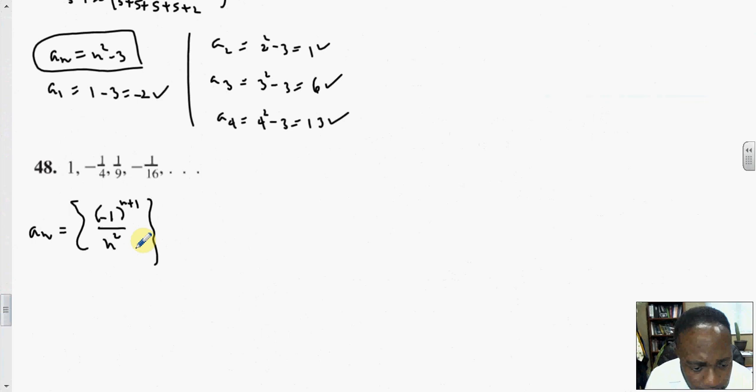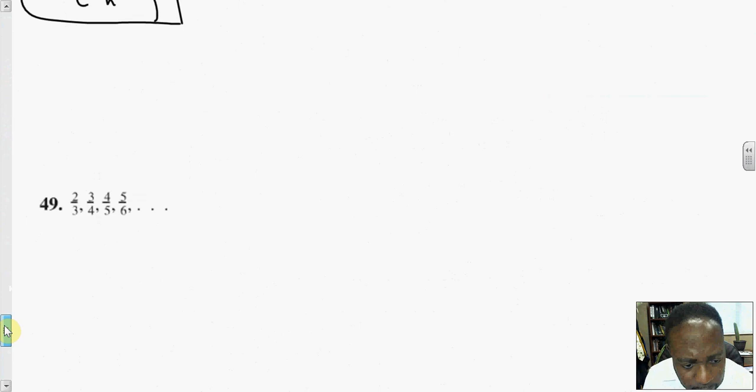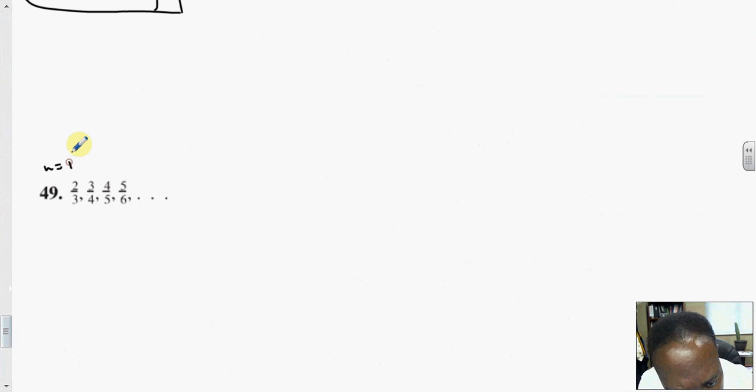So let's see if that's true. If n is 1, then I get negative 1 to the second power. That's positive. And then 1 squared is 1, so I get 1. If n is 2, I get negative 1 to the 2 plus 1. That's negative 1 to the 3. That's negative 1. And then I get 2 squared, I get 4. And okay, that works. All right. Remember that n is starting at 1, 2, 3, and 4.